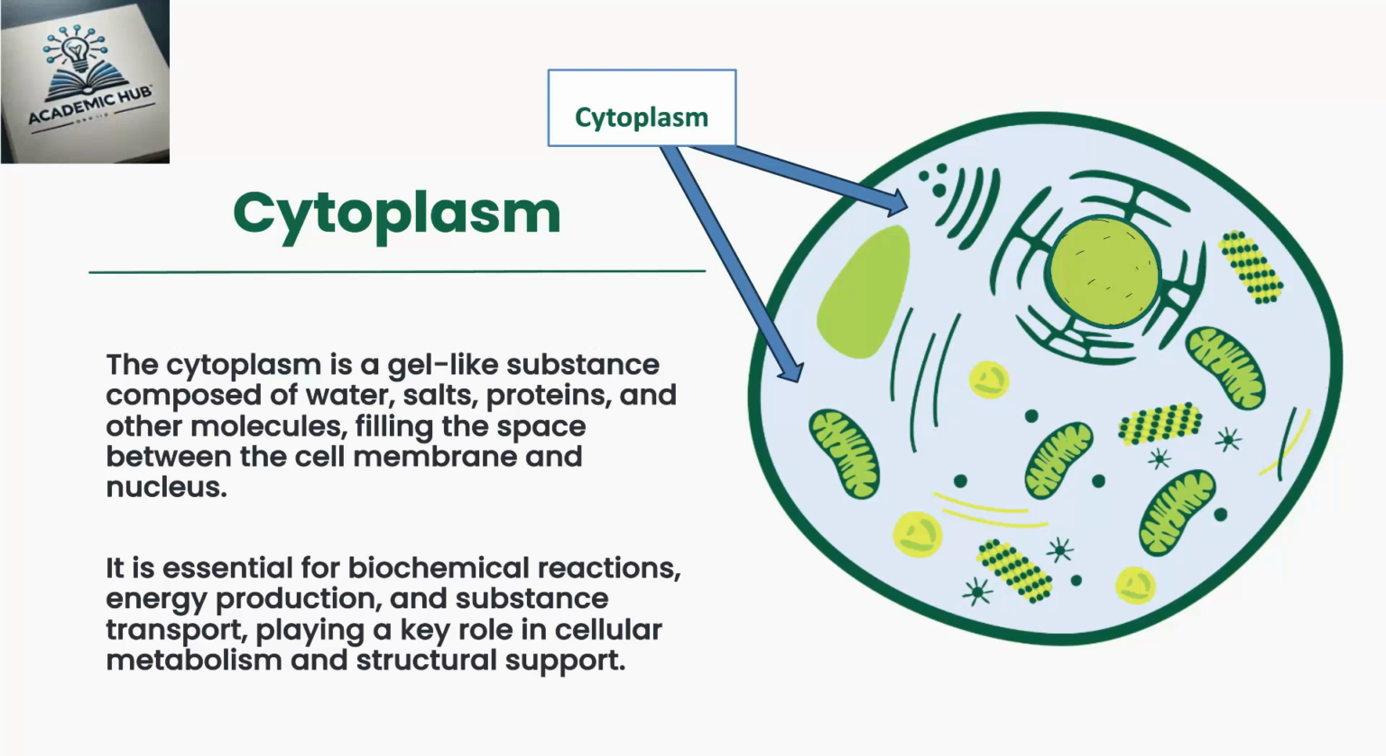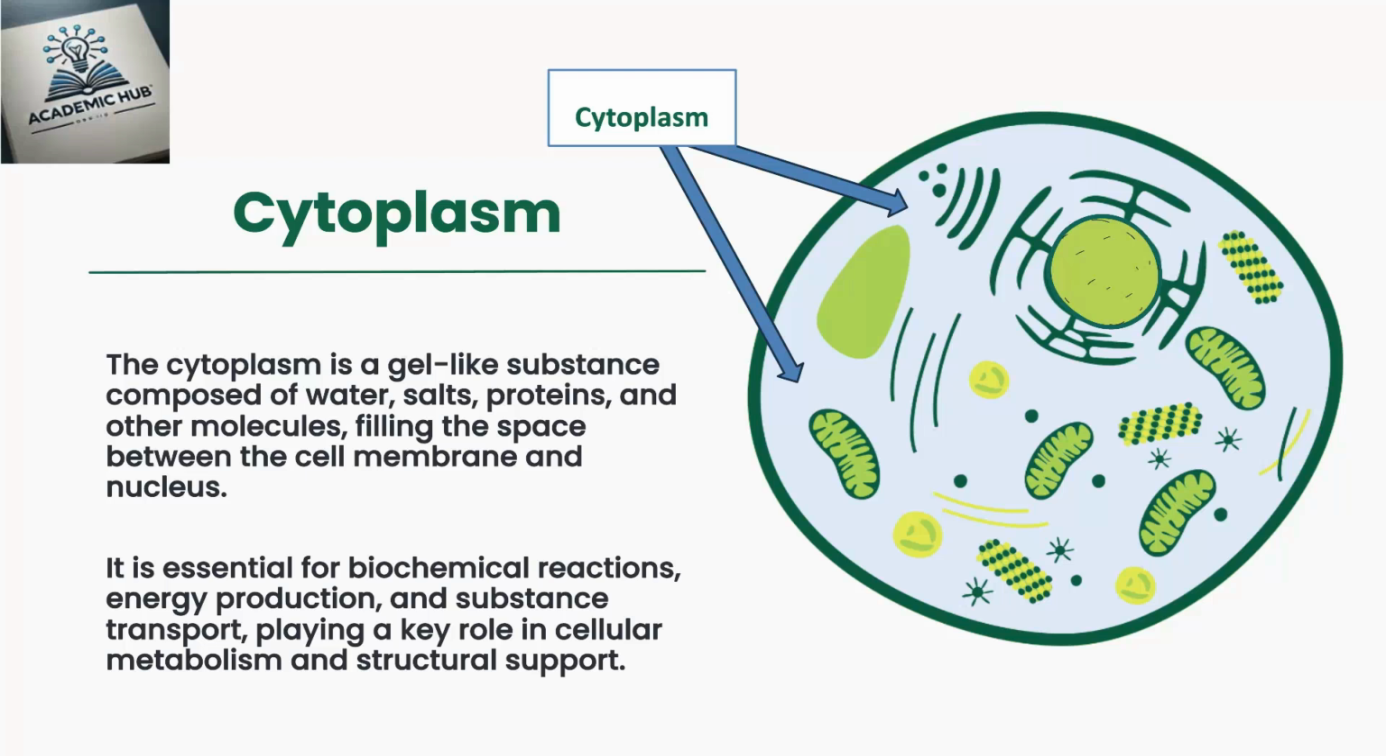For example, cytoplasmic division in human skin cells. Where the skin regenerates after an injury, cytokinesis ensures that new skin cells receive the necessary cytoplasmic content for proper function. Next is cytoplasmic inclusions and their functions.